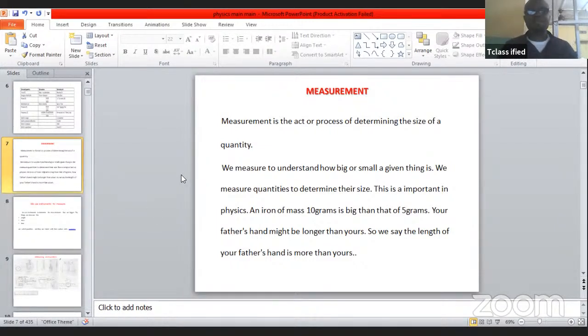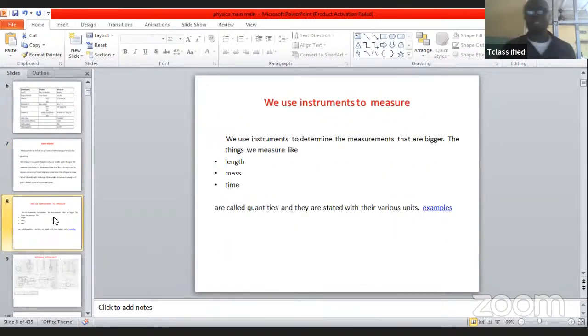Okay, so we say that measurement is the act or process of determining the size of a quantity. We measure in order to understand how big or small something is. So if you say that an iron is measuring 10 grams, it simply means that it's bigger than the one measuring 5 grams. And that is the whole essence of measuring. So what do you measure? You can measure length, mass, and time. You measure length using the meter rule, the micrometer screw gauge, and the rest, whereas you measure mass using the beam balance and time using stopwatch.